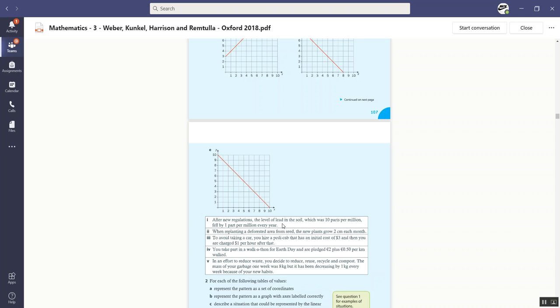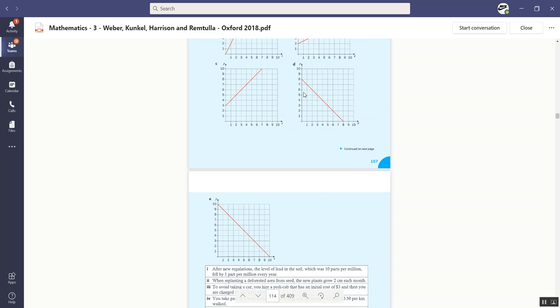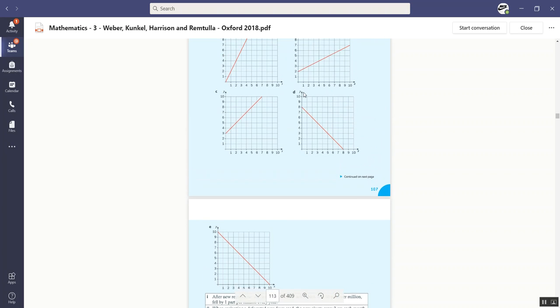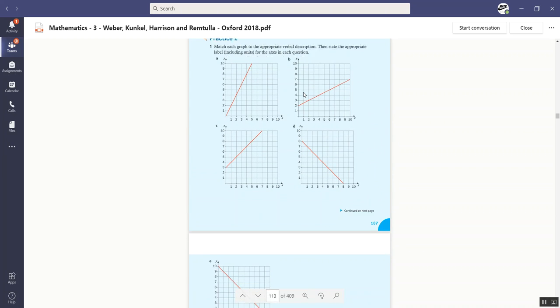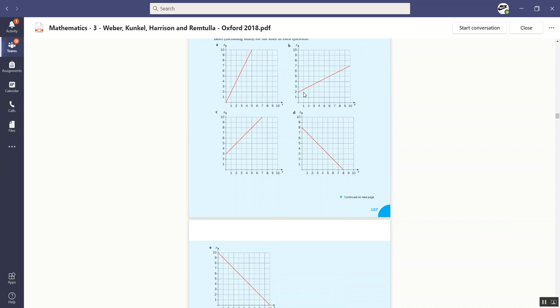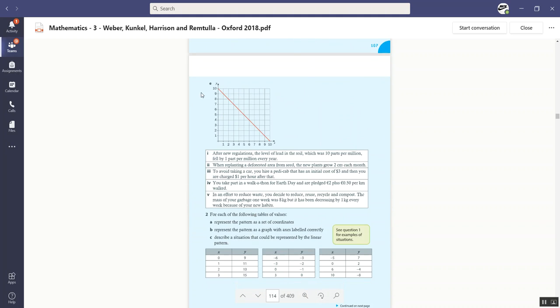After new regulations, the level of lead in the soil, which was 10 parts per million, fell by 1 part per million every year. Okay, good. So we've got the level of lead in soil was 10 parts per million. That's what it started out as. And then it started to fall by 1 part every year, okay? So if it's falling, do you think the graph is going to be going up or down? Down. It's going to be going down, right? And it's starting at what? It's starting at 10. So which one of these do you think represents the first statement, Dana? E, yes, good, because it's starting at 10.